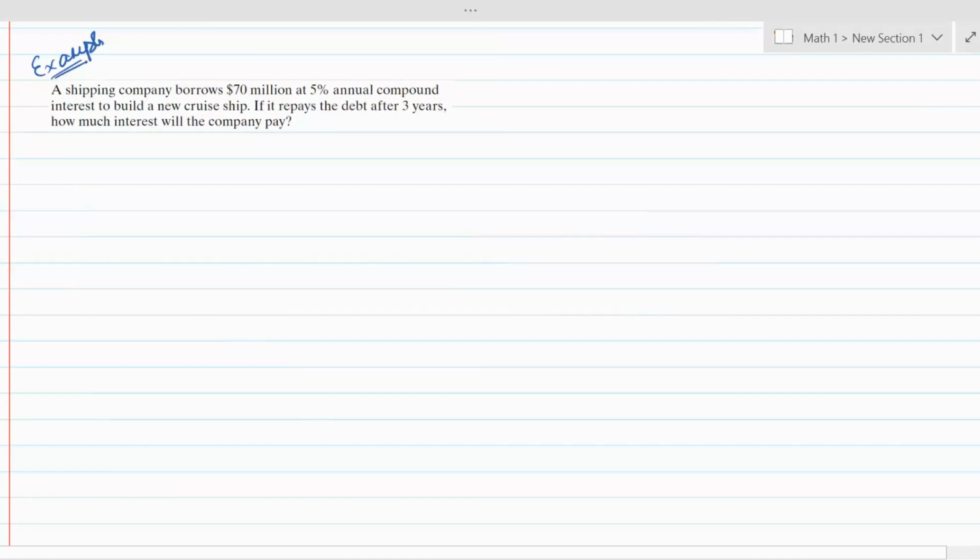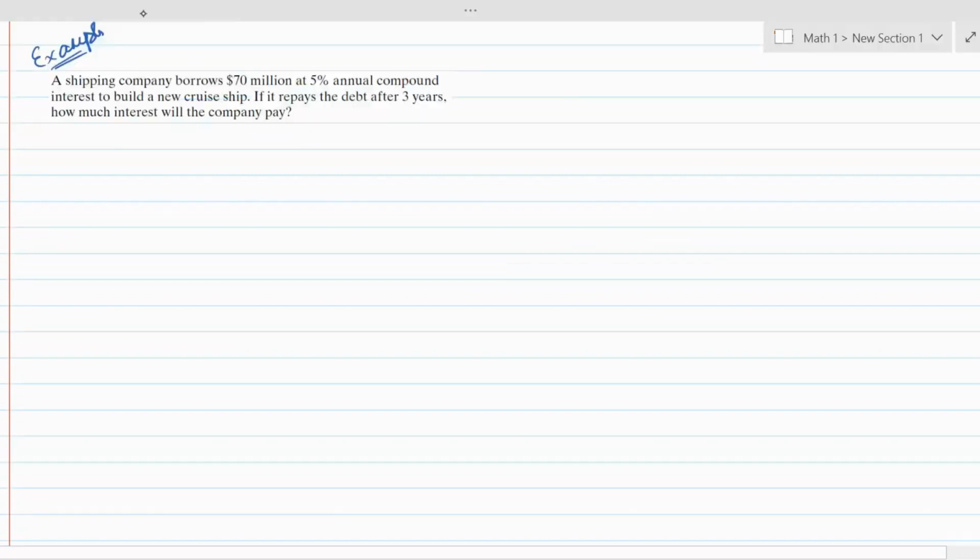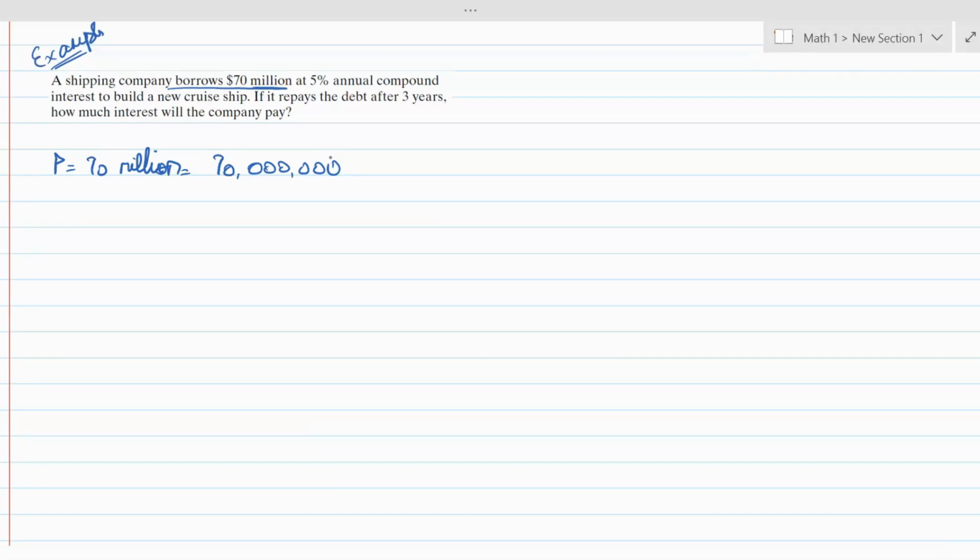Here it says a shipping company borrows $70 million. Borrows means they are in a shortfall or they need an investment. So principal for us would be 70 million, which is 70,000,000, at 5% annual compound interest.